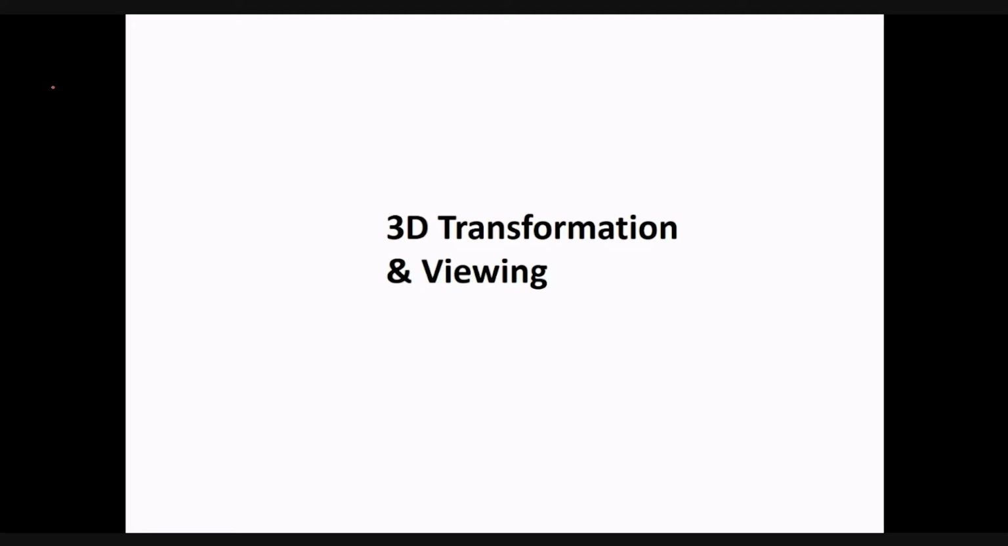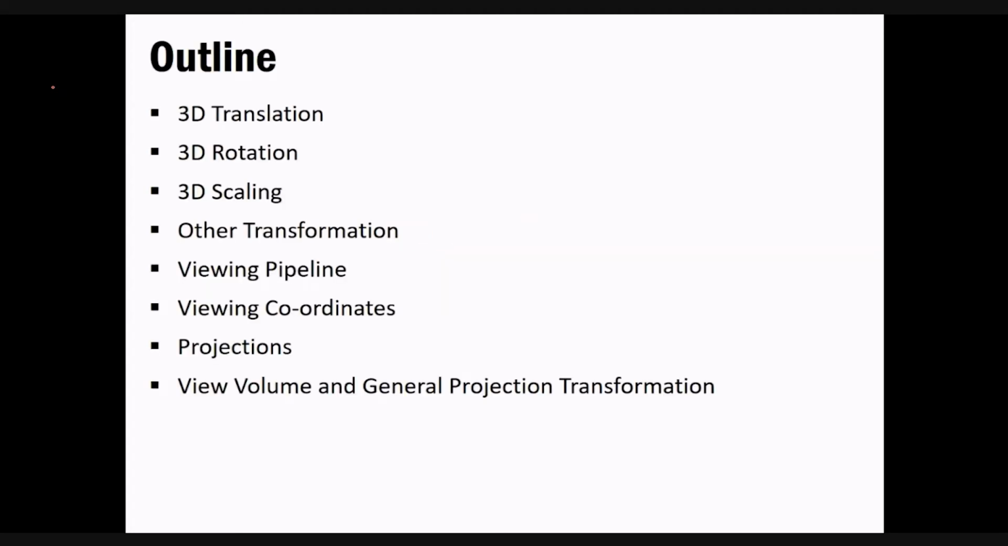any 3D object. Okay, so in transformations, we have translation, rotation, scaling, and a few other operations that we have seen, that is reflection and shearing. And then the viewing pipeline, coordinate systems, and then projections, view volume and general projection transformation. Okay, so we'll start with the very first things, and we will try to finish translation, rotation, and scaling in today's lecture. So the very first thing that we have is the 3D translation.